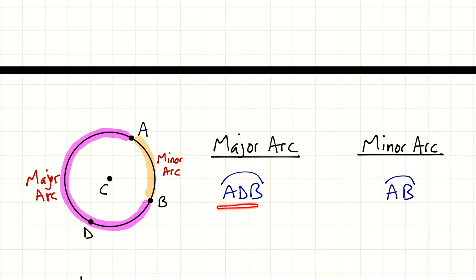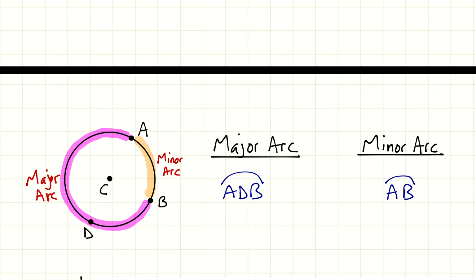So that's one way to help you identify a major arc: use the three letters. Three letters wouldn't be necessary for a minor arc because, one, there is no letter in between. Even if there was, it wouldn't be necessary since it is a minor arc.